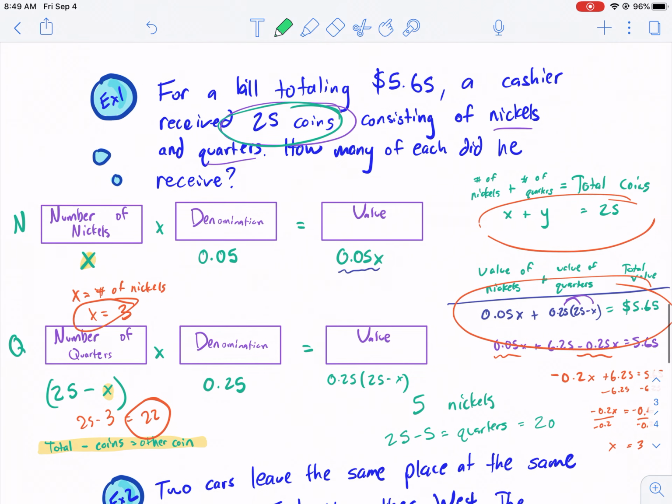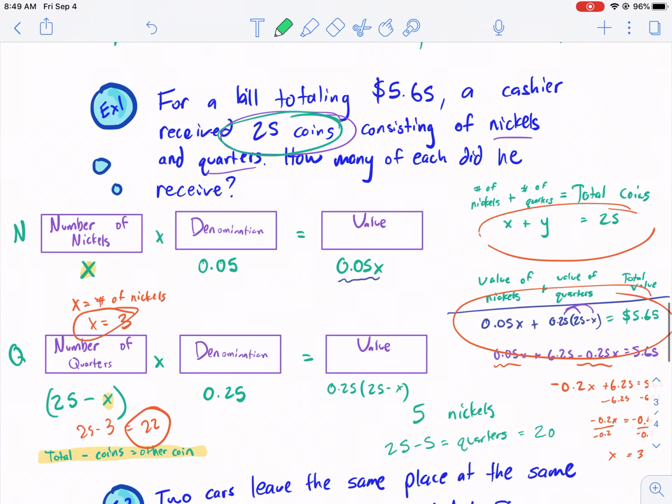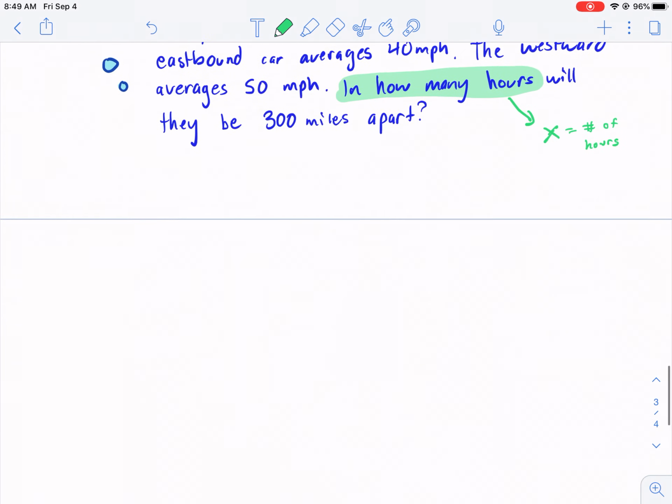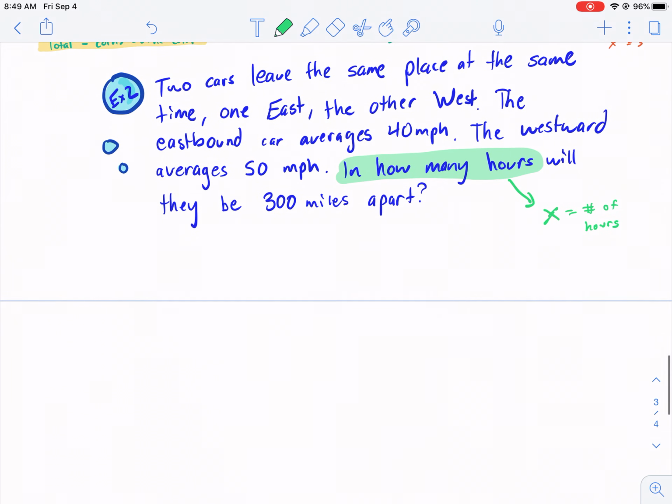In the last problem, we wanted to know how many of each he received. So what we did is we assigned a variable x equals number of nickels. Technically, we said y equals number of quarters, but we found quarters in terms of nickels, so we only had one variable there. Now, we should probably set up this problem where we have two different cars.